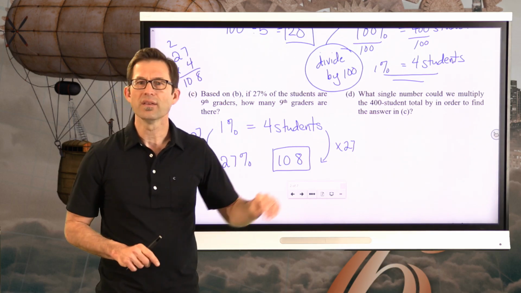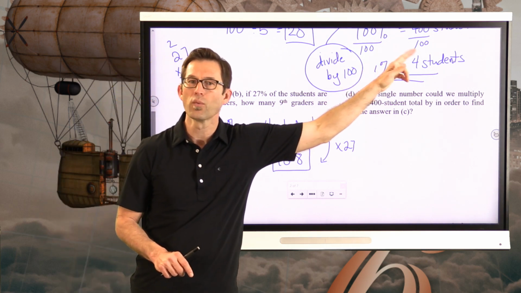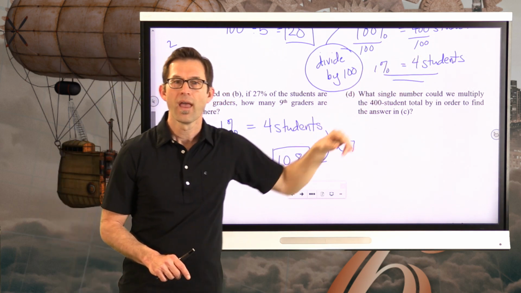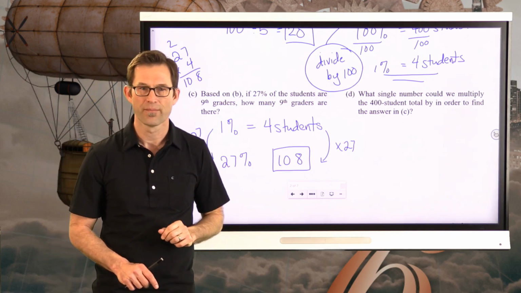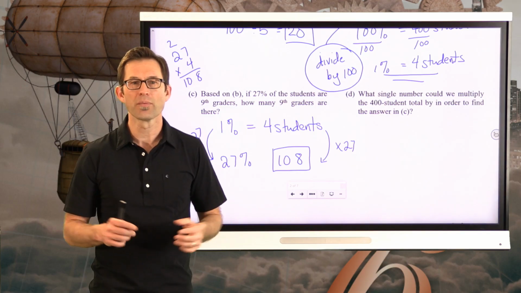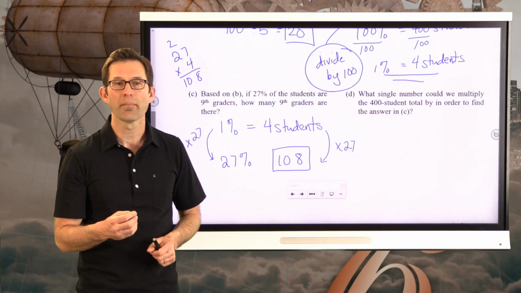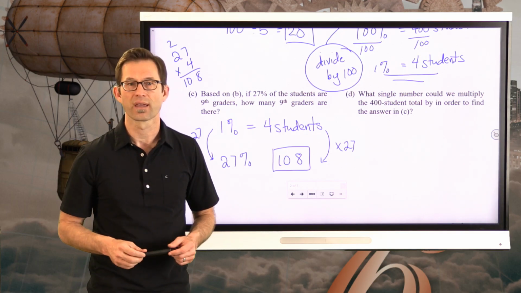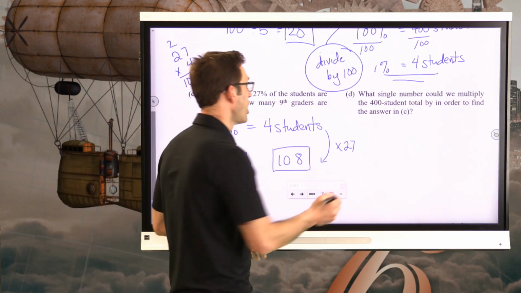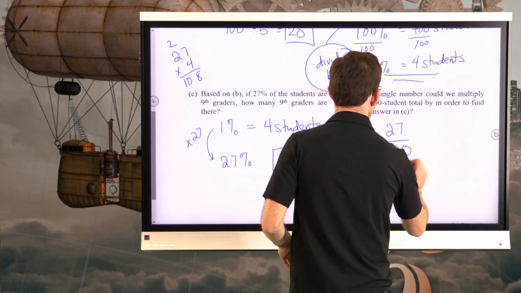And the key is what we did in both letter B and in letter C. So in letter B, we took the 400 and we divided by 100. And then in letter C, we took that result and we multiplied by 27. So what number can you multiply by that will both divide by 100 and multiply by 27 all in the same calculation? Think about that for a second. Well, we would simply multiply by 27 100ths, right?